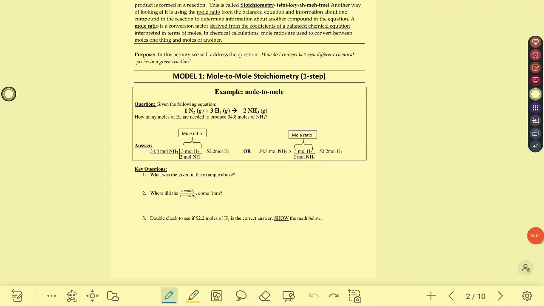Alright guys, I'm going to walk through a few examples here. So let's start here on this first page.